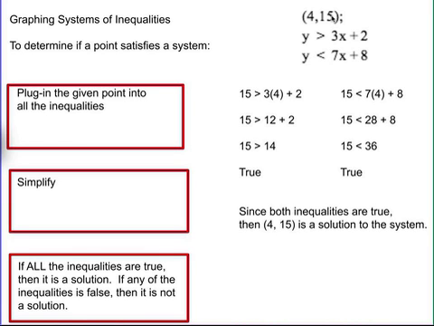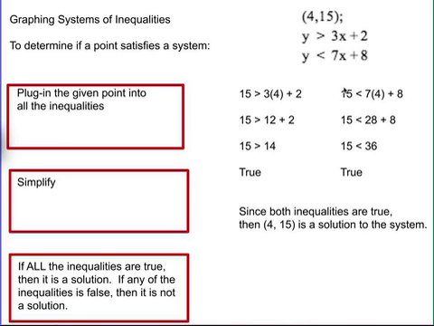For example, we have the point (4, 15), and we have to determine if it is a solution to this system of inequalities. So x is 4 and y is 15. We plug that point into both inequalities of the system. As you can see, we plug the 4 in for x and the 15 in for y. When we simplify, we come down to 15 is greater than 4. That is true.